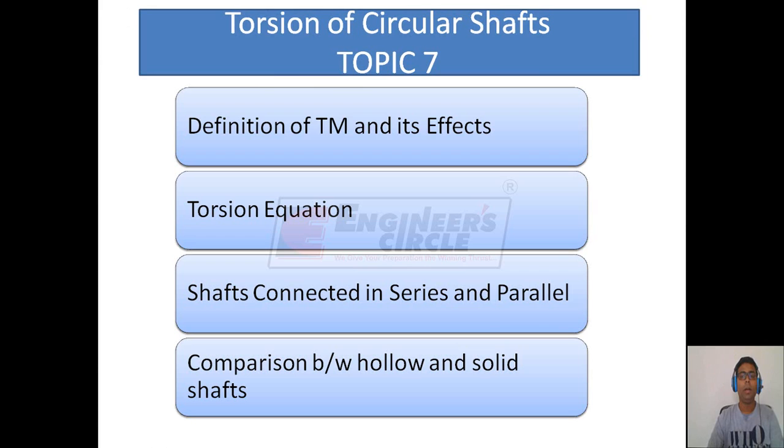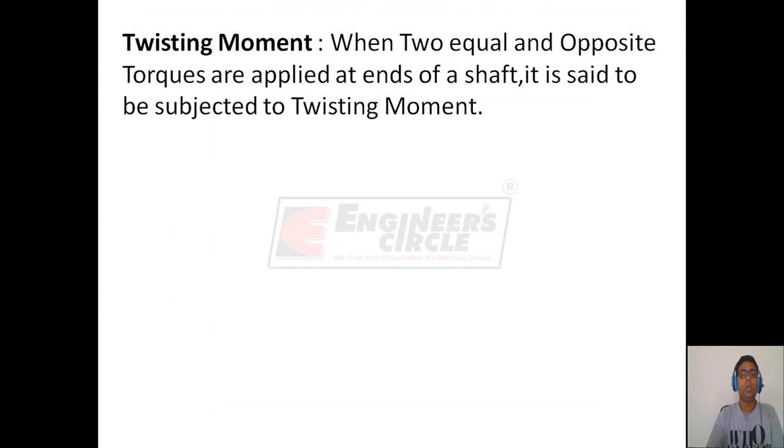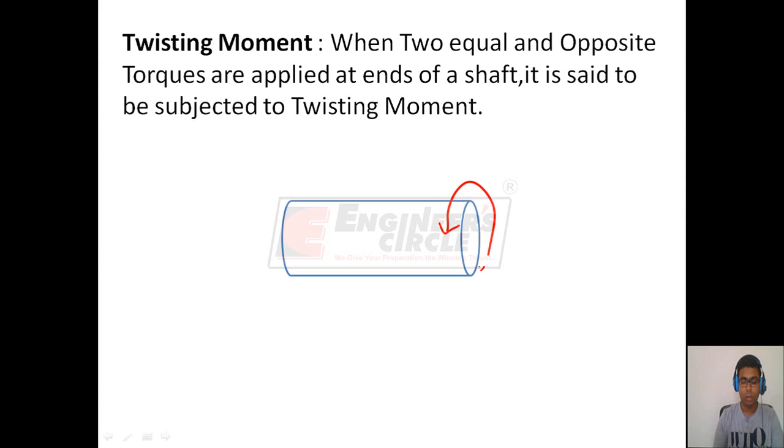Hi, in this module I will discuss torsion of circular shaft. The loading on the shaft is twisting moment. When two equal and opposite torques are applied at the ends of a shaft, it is said to be subjected to twisting moment. For example, this shaft is subjected to two equal and opposite torques, one this and another in a direction opposite to this. So this shaft is subjected to two torques, one this and one this at the ends, but in opposite direction.